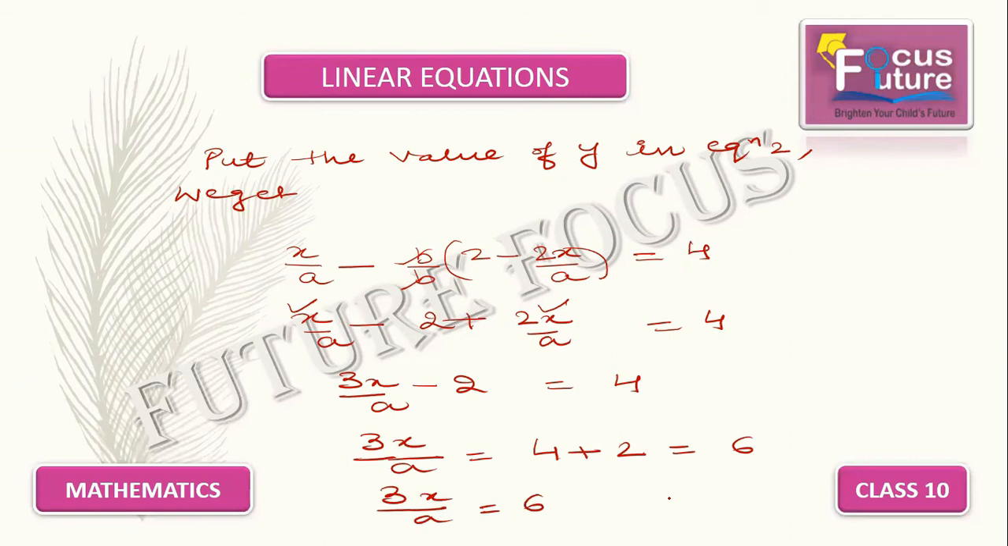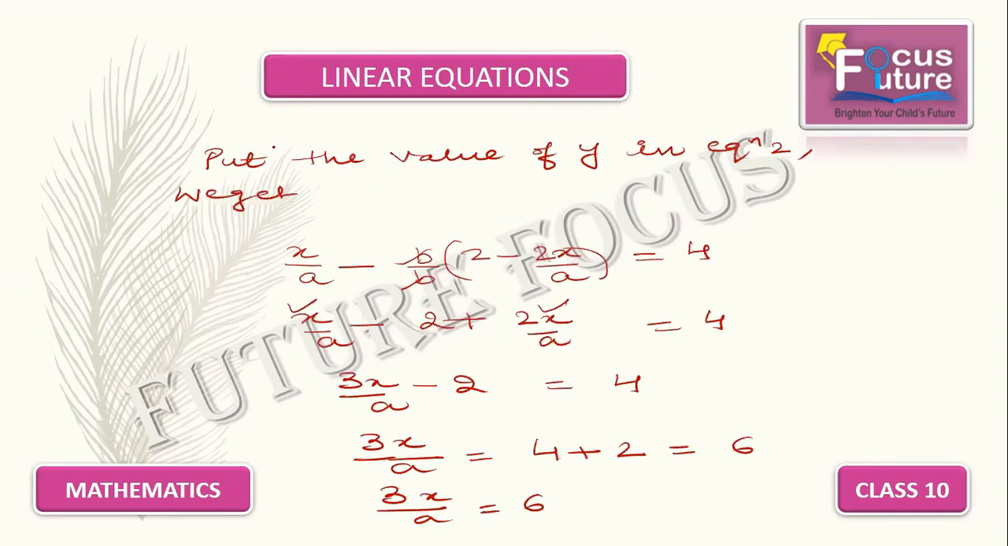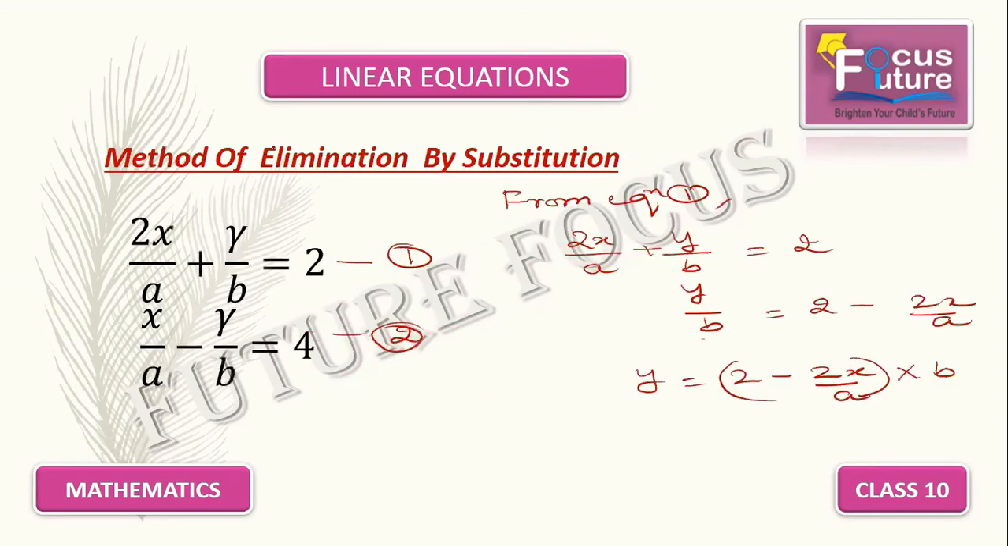So x would be x upon a is equal to 6 divided by 3, that is 2. So x is equal to 2a. A is divided over here, so there it would be multiplied. Now you have to calculate the value of y.